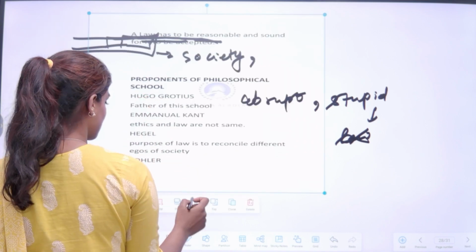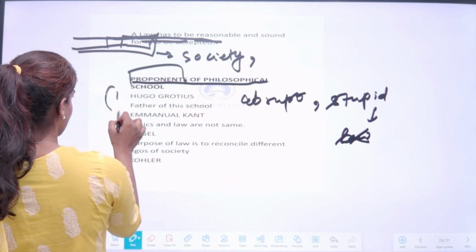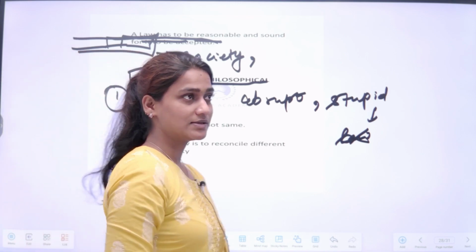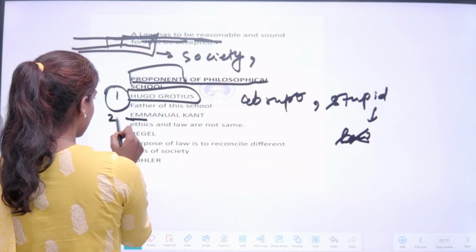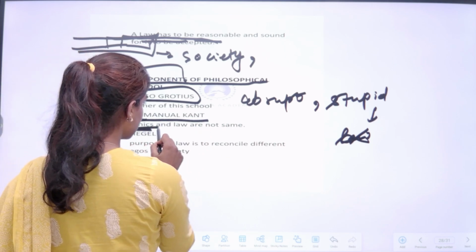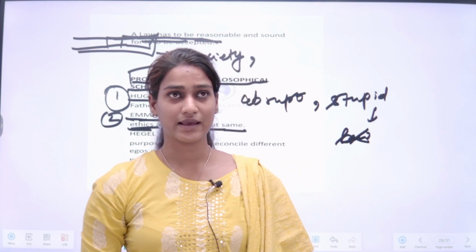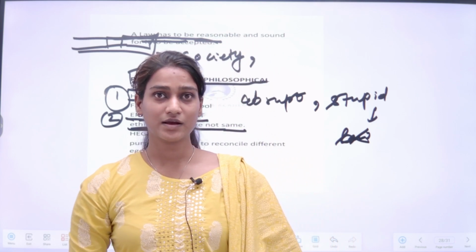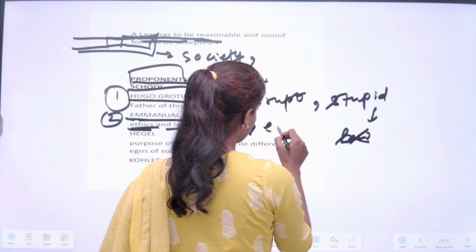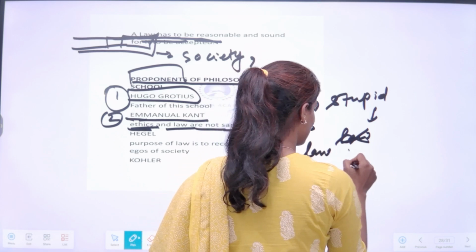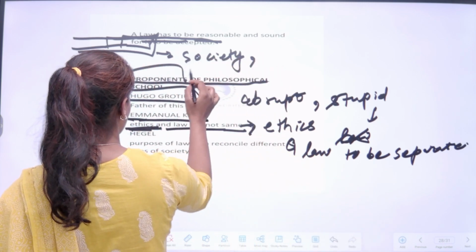Now we will look into the various proponents of the philosophical school. The first main proponent is Hugo Grotius, who is considered the father of this school. Then second is Immanuel Kant, who states that ethics and law are not the same. If we consider philosophy, we consider all the morals, the common ethics and the principles. We consider law as law, and ethics and law should be separated. This is what is propagated in this school: ethics and law to be separate, as told by Immanuel Kant, a proponent of the philosophical school.